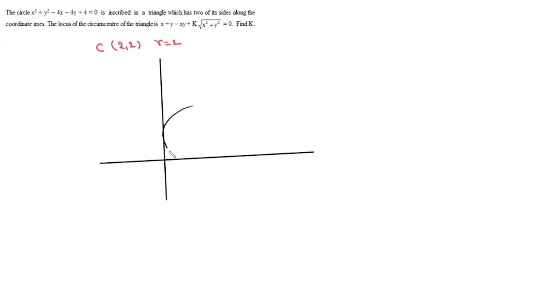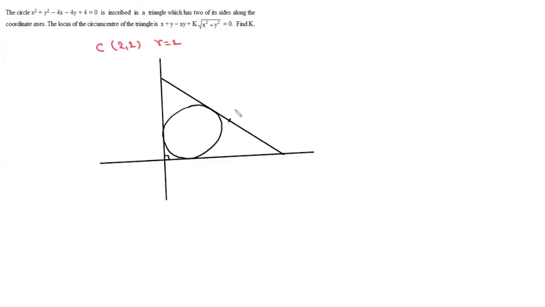Now we have this circle whose center is at (2, 2) and radius is also 2. So this circle touches both the axes. And it says this circle is inscribed in a triangle which has two of its sides along the coordinate axes. So we have this triangle which circumscribes this circle. Now this is 90°. Now we have to find the locus of the circumcenter of this triangle.